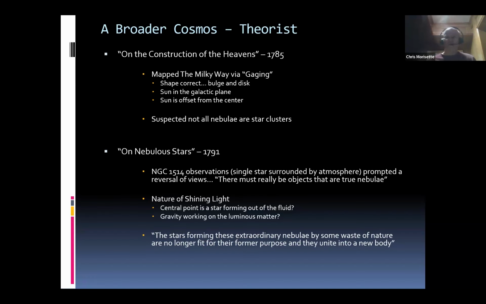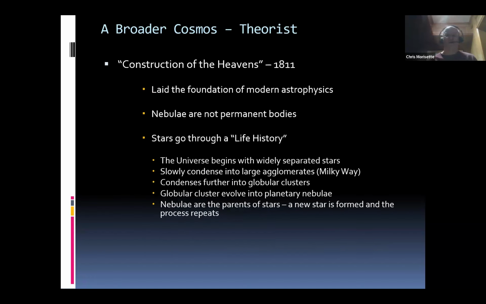So, really beginning to touch on some key points, and then he kind of brings it home in his document called The Construction of the Heavens, where he really lays out the foundation of modern physics, astrophysics. He also states that nebulae are not permanent bodies. By comparing his drawings to what preceded him, like the Orion Nebula, he can see that there's change actually occurring.